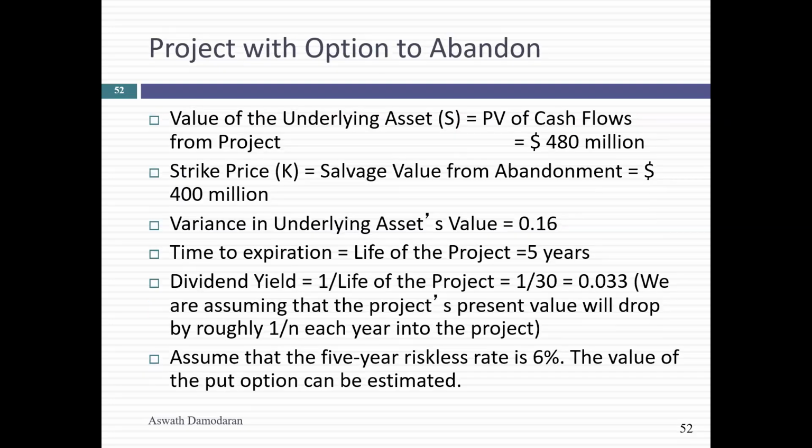So let's value the put. The present value of the cash flows is 480 million. The strike price is 400 million. But remember, this is a put. It's an out of the money option because you won't exercise today. Why walk away with 400 million? But anytime over the next 5 years, if the present value drops below 400 million, you will, of course, exercise your right to abandon. You see why I have to give you this right only for the next 5 years and not for the next 30 years?